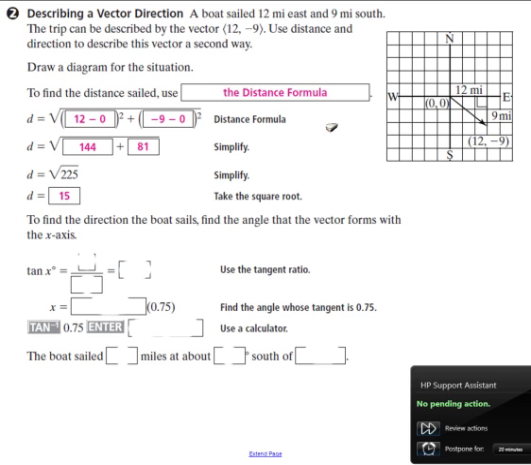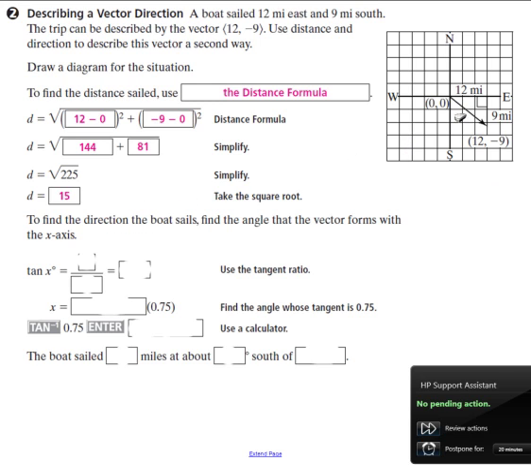And if you hadn't figured this out yet, this is a 3, 4, 5 triangle. So you could have done this without doing any of this distance formula, right? Because 9 is 3 times 3, 12 is 4 times 3, and 15 is 5 times 3. So we have a 3, 4, 5 Pythagorean triple. So we could have done that without any work.